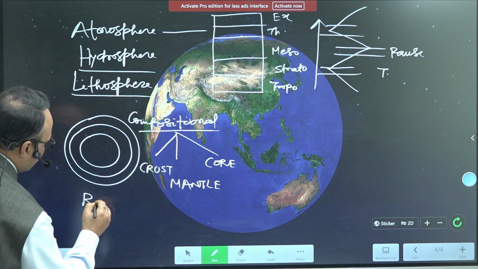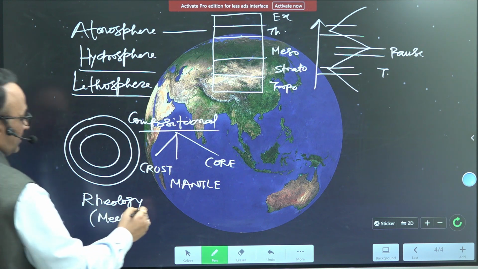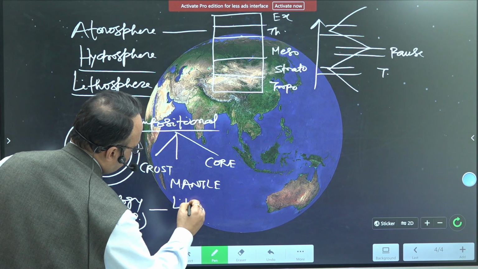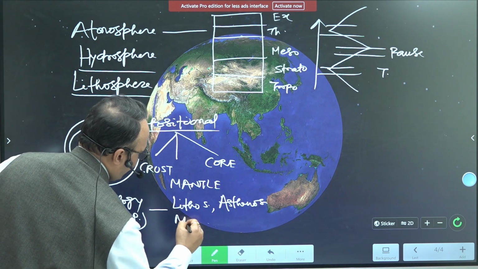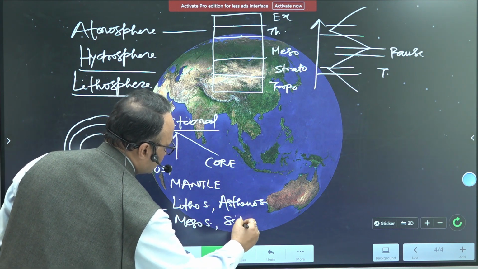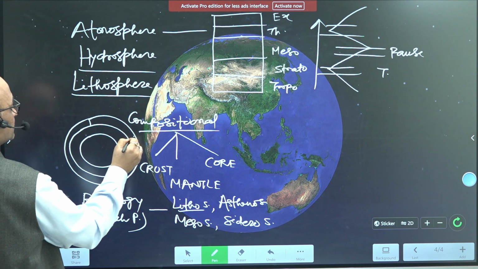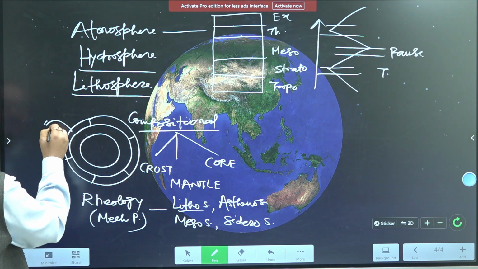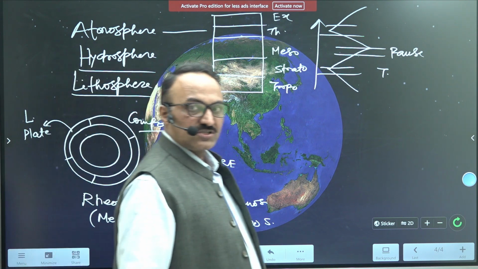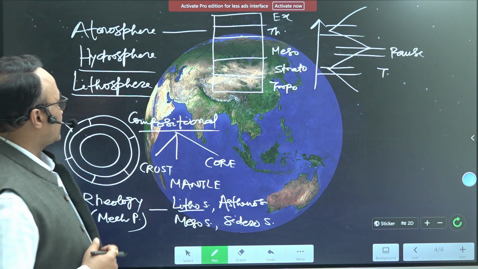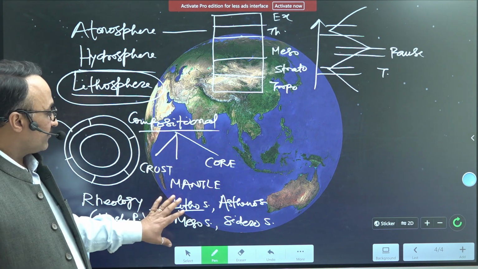But if you go through the rheology, meaning mechanical properties, then there are lithosphere, asthenosphere, then mesosphere and siderosphere. This lithosphere is the topmost, which has multiple blocks, and these blocks are known as plates. That's why the widely used term is lithospheric plate. There are 7 major plates and more than 20 minor plates. So this lithosphere has a compositional 3-layered structure and a rheologically 4-layered structure.